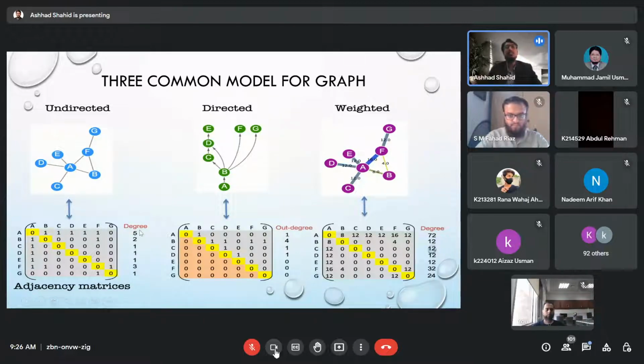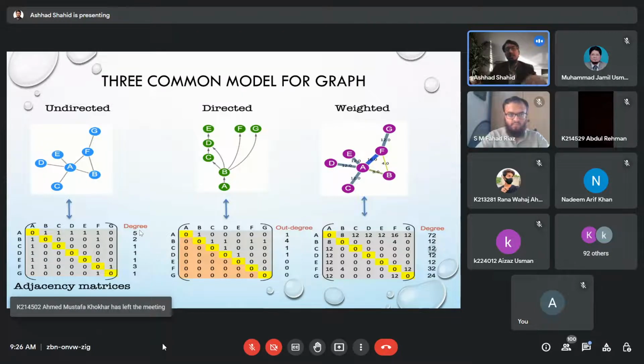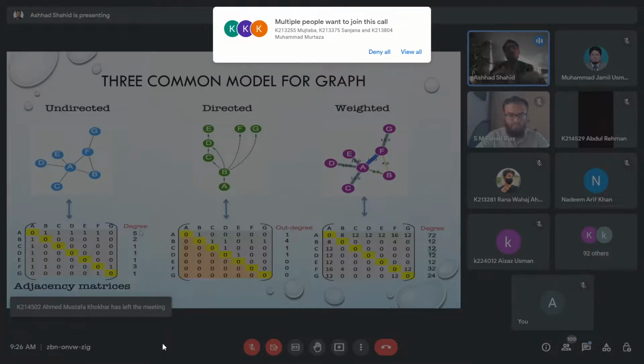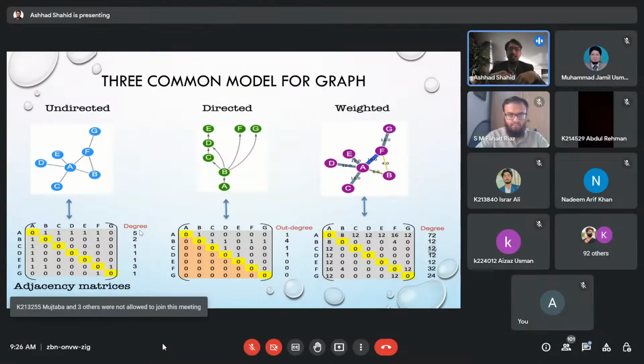There are some terminologies here, like in-degree and out-degree. Out-degree is when you have no choice of coming back. Whatever way you are going is basically out-degree. Let's say you are describing your age and your achievements in a directed way: I got A plus in my matriculation, I got A plus in my intermediate, and so on. I'm describing my achievements, my life, in a directed way.